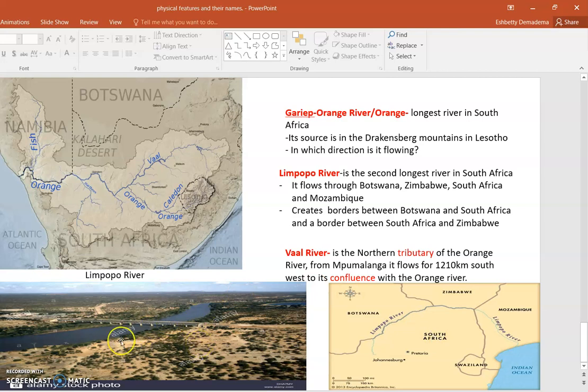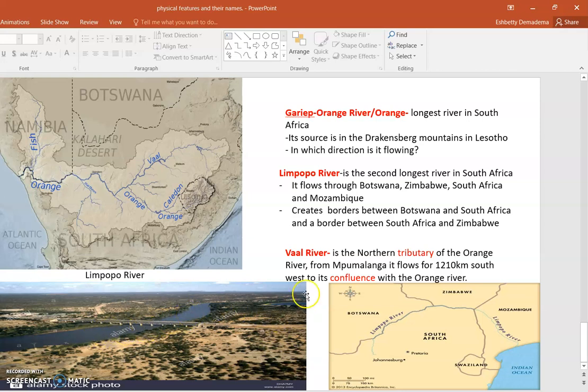This picture here is a picture of the Limpopo River, and it's separating our two countries. This side you've got Zimbabwe, and on that side you've got South Africa. So if you want to cross over to the other side, you have to go over this bridge here, and underneath flows your big Limpopo River.